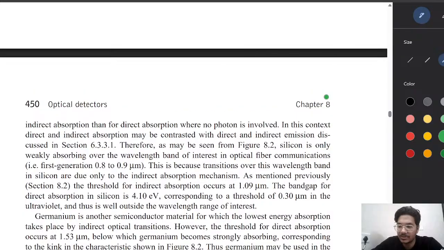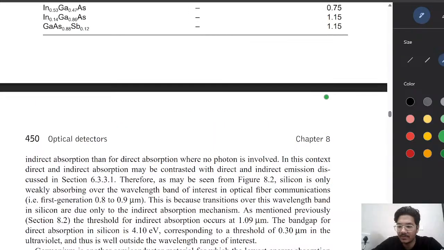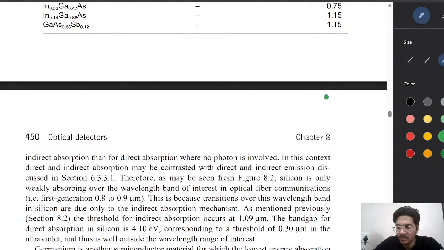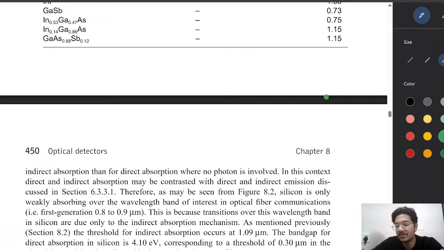So these have weak, low absorption coefficient, and above 1.1 micron, hf is less than the band gap, which means indirect absorption stops. Silicon becomes transparent, blind. It cannot detect 1.3 or 1.5 micron.